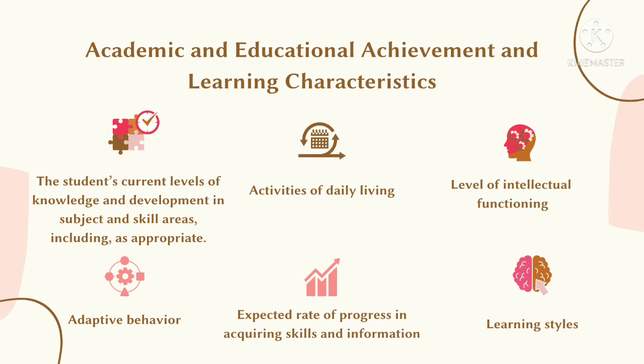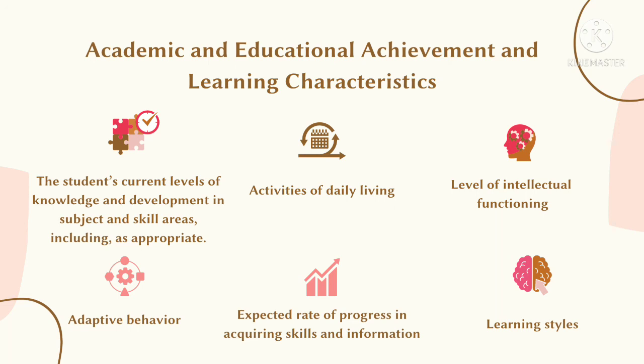Then, the adaptive behavior of students, or the effectiveness with which the individual copes with the natural and social demands of his or her environment, and how the student makes judgment and decisions. The next one is the expected rate of progress in acquiring skills and information, or the pace at which a student learns new information or skills, in consideration of factors such as those associated with a student's level of cognitive skills, interest, age, and history of rate of progress.